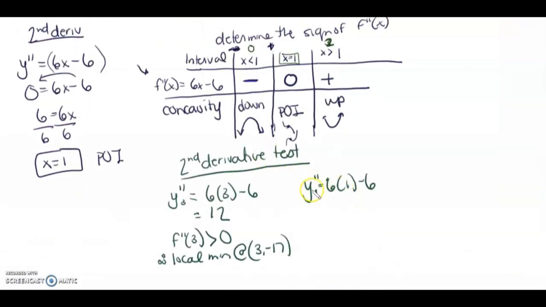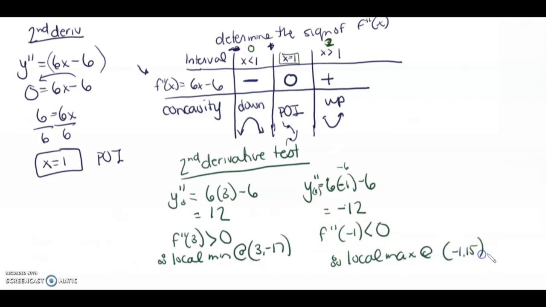And the second derivative test at y double prime at 1, so 6 times 1 minus 6, we get 0. Oh, I'm sorry, this is negative 1. 6 times negative 1, which is negative 6 minus 6, we get negative 12. So f double prime at negative 1 is less than 0, right? This is a negative number. So therefore, for this point, we have a local max at negative 1 comma 15.